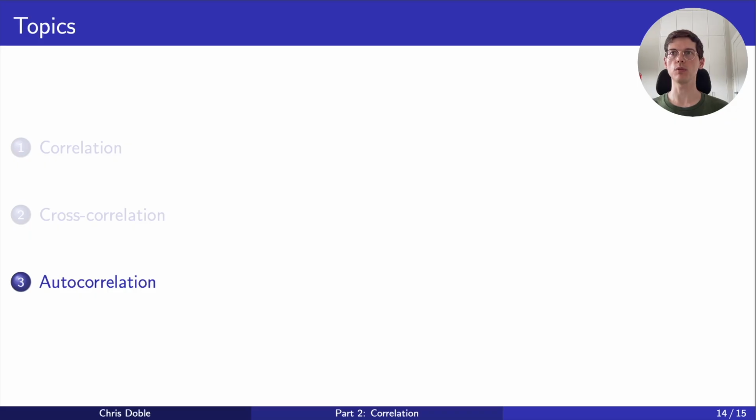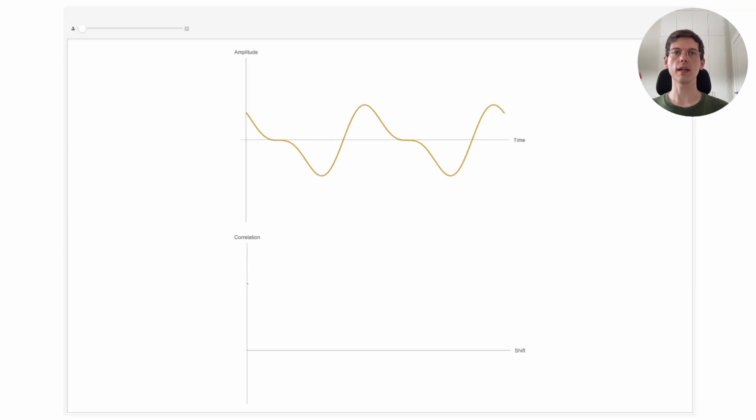Let's look at another example. This is the same layout as before. The top graph is our signal, and the bottom graph shows correlation versus shift distance. At the moment, the signal and its copy overlap perfectly, so there's a spike in the correlation. You can see this if I shift the signal slightly. If you think about it, the signal and its copy will always overlap perfectly if there's no shift, so there'll always be a spike at the origin in the autocorrelation graph.